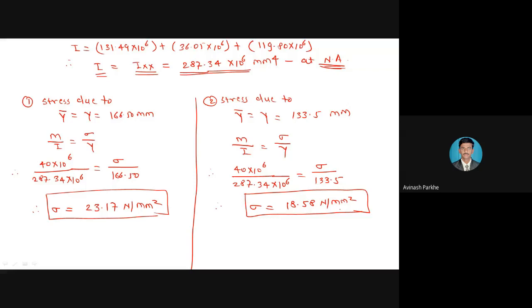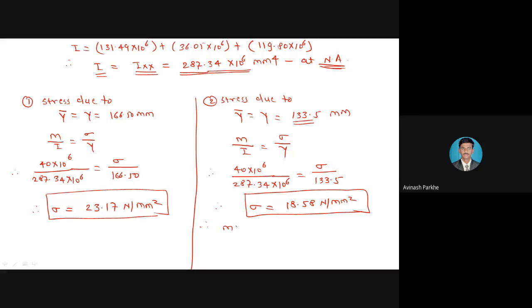So you will get the two bending stress values: one by using the Y bar 166.50, and another bending stress of 18.50 by using the Y bar 133.5. Now if we compare both the sigmas to each other, 23.17 is the maximum bending stress induced in the beam.